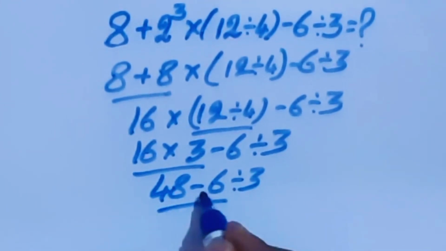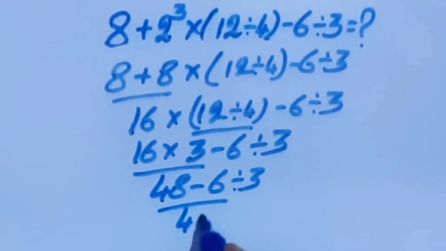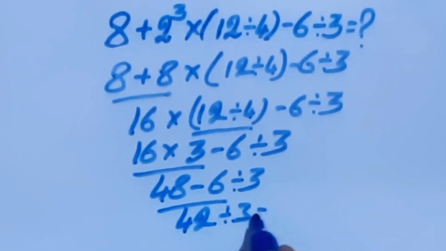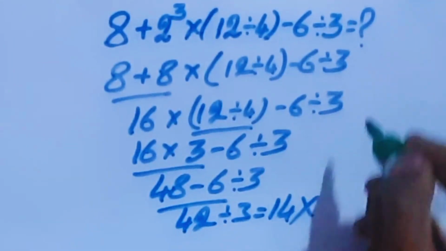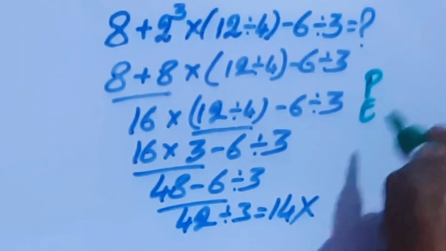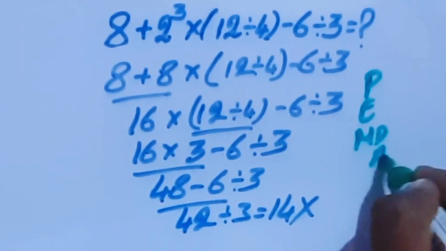Here 48 minus 6 is 42, divided by 3 is 14, which is the wrong answer. As per the order of operations, this 14 is the wrong answer. Here we are going to introduce the PEMDAS rule from order of operations.